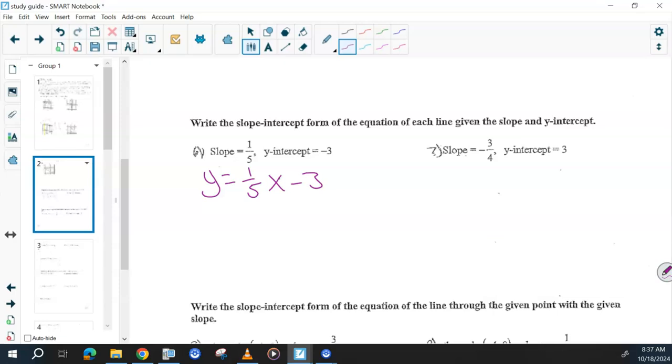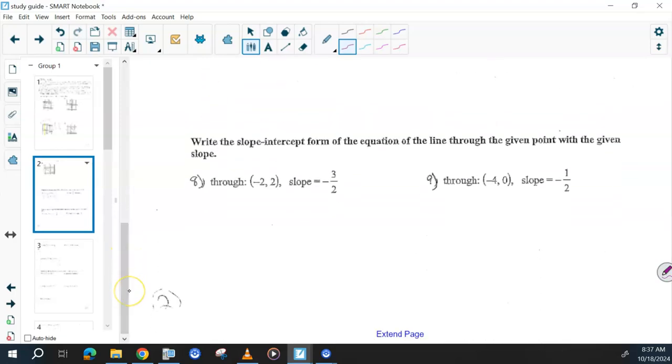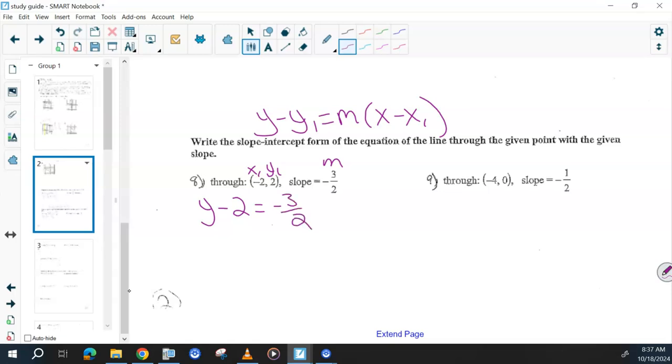Other questions on the second page? 8, sure. So these 8 through 17, you're using your point slope, where you're given some x1, y1, and m. You're going to put each of those numbers into your equation. So y minus 2 equals -3/2 times x minus a -2, then change it to a plus, or just make it a plus.